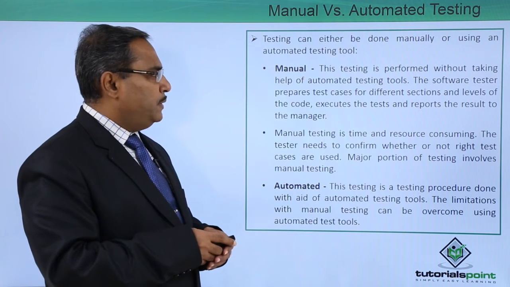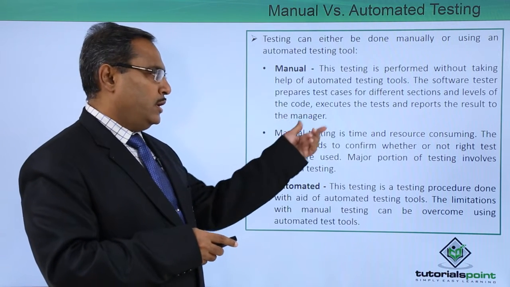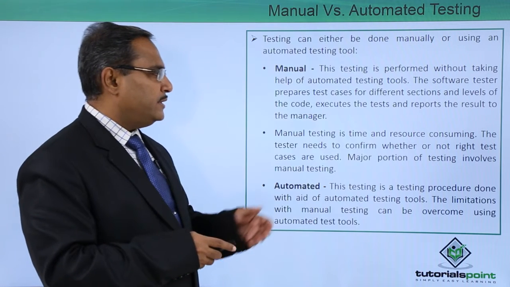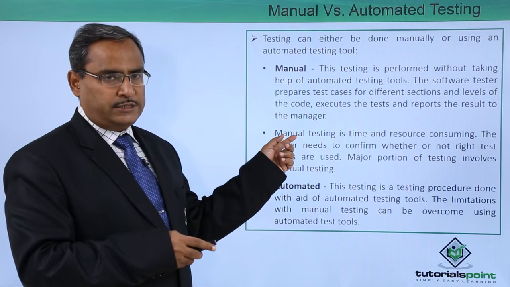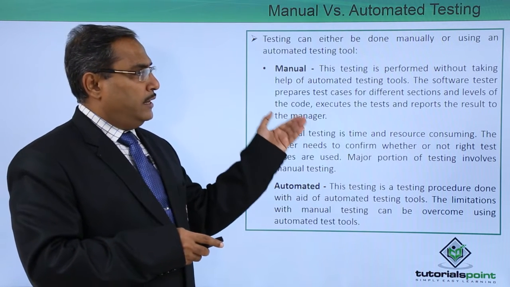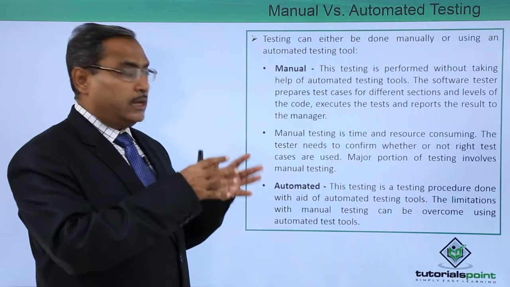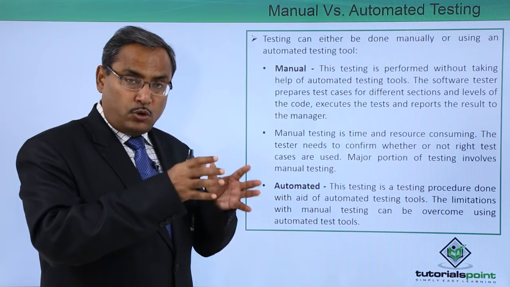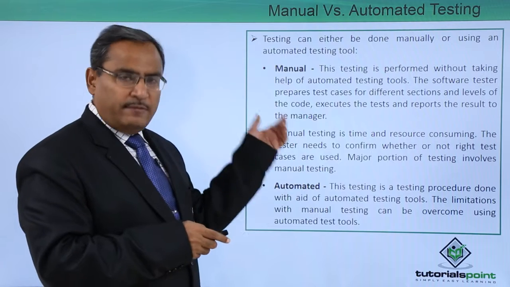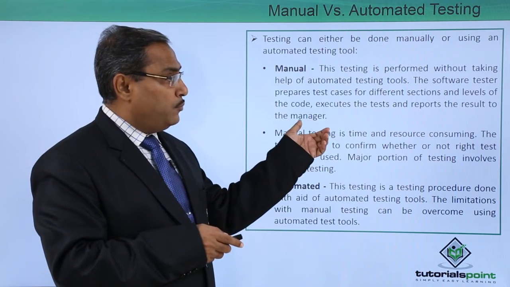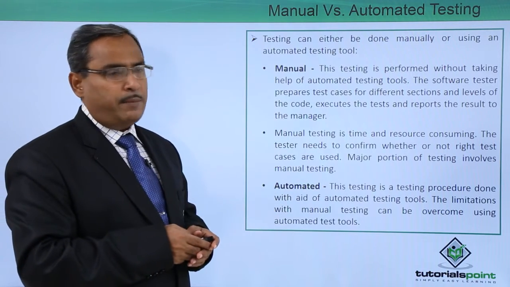The software tester prepares the test cases for different sections and levels of the code, executes the tests and reports the result to the manager. So that is the purpose of manual testing. Let me explain this one. Here the software tester prepares some test cases on which the program will be run. These test cases are written for different sections of the program and levels of the code, and when the program is executed on these tests, the result obtained is reported to the manager.